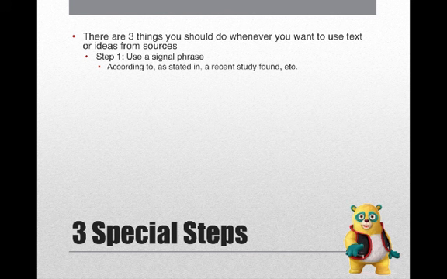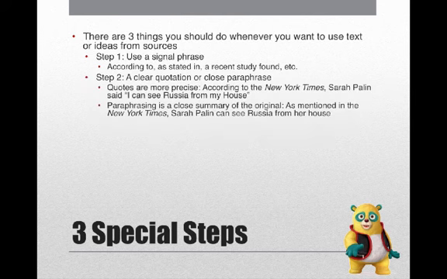Journalists do the same thing in their writing. They always say, according to Bob Smith, who was there, and they give you the information, but they make it clear where it came from. The second of the 3 special steps is to use a clear quotation or a close paraphrase of the information you're using.